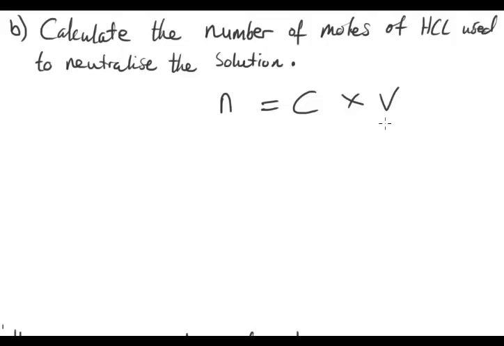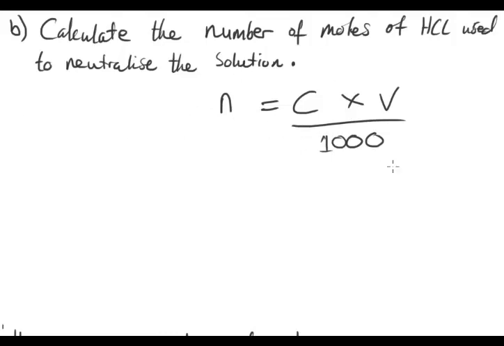And if this volume is in centimeters cubed, what we need to do when we're using this equation is divide the volume by 1,000, which would basically be the same as dividing the whole thing by 1,000. So we need to divide that by 1,000, since this volume here is in cm cubed, and we need to convert it to dm cubed. So yeah.